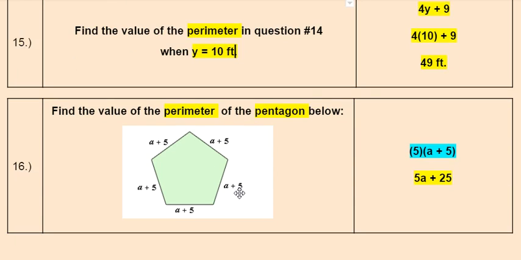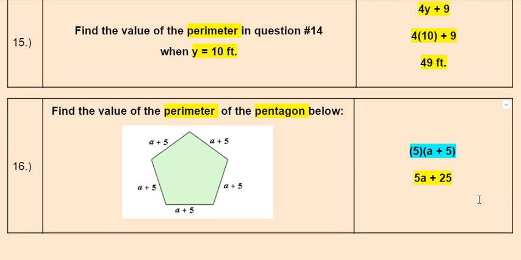Let's look at one more and we're done. Find the value of the perimeter of the pentagon below. Now, there's 2 ways we could do this. Obviously, once again, we can look at the drawing. 1, 2, 3, 4, 5 a's. There we go, 5 a's. 5, 10, 15, 20, 25.